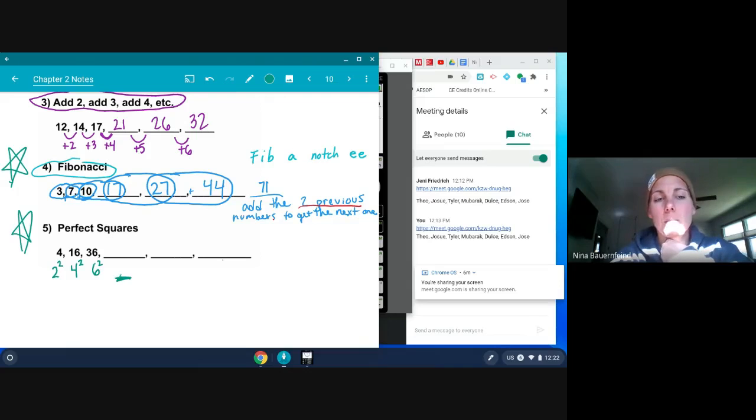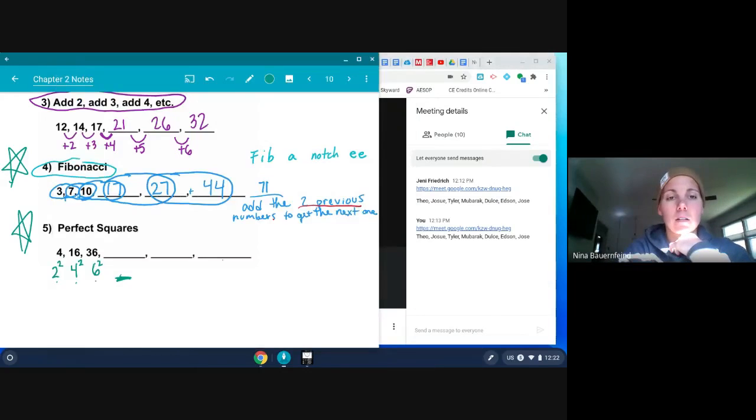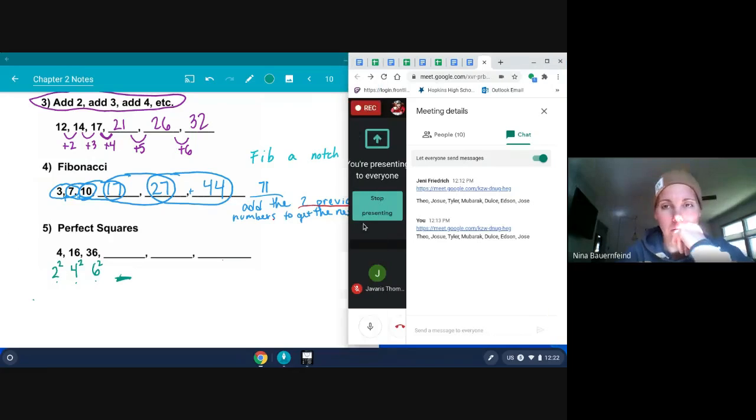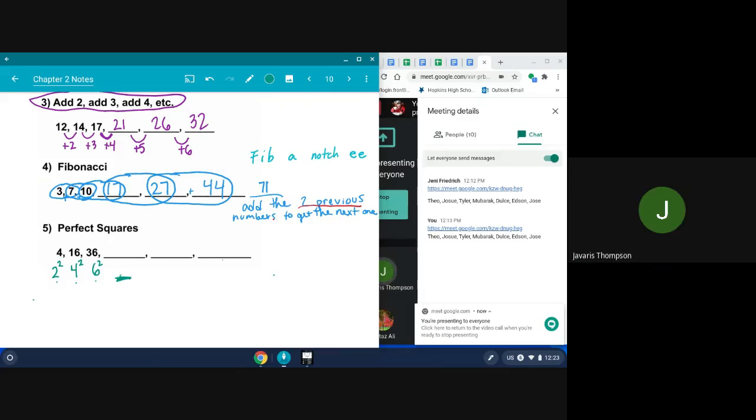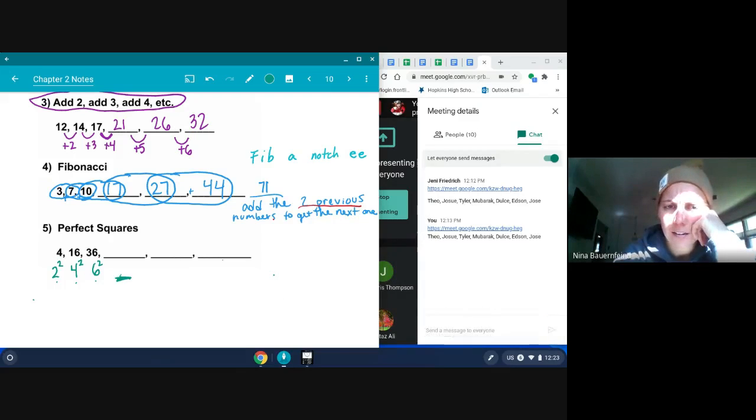So this is kind of a pattern within a pattern. What's happening from 2 to 4 to 6? What's happening there? Isn't it going up by 2? Yeah, so we're going to add 2 again, which is 8 squared. Well, what's 8 times 8?